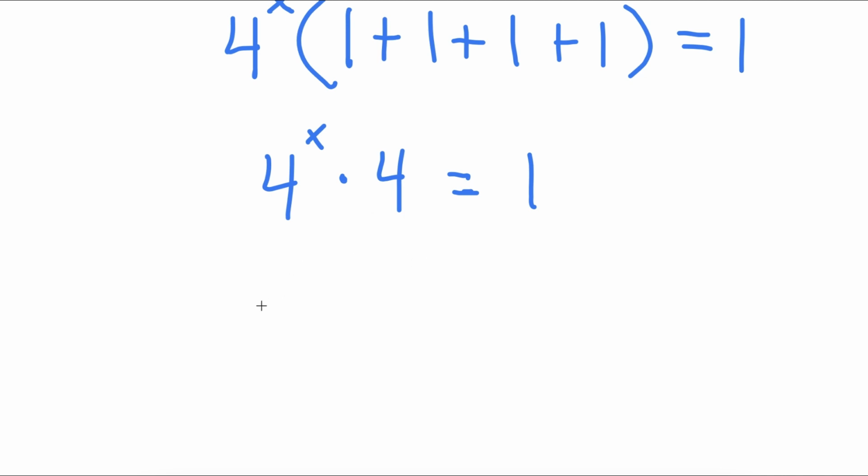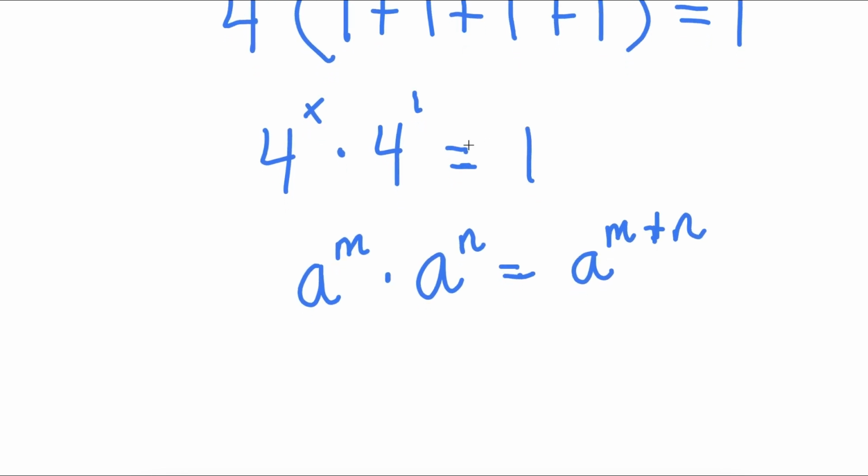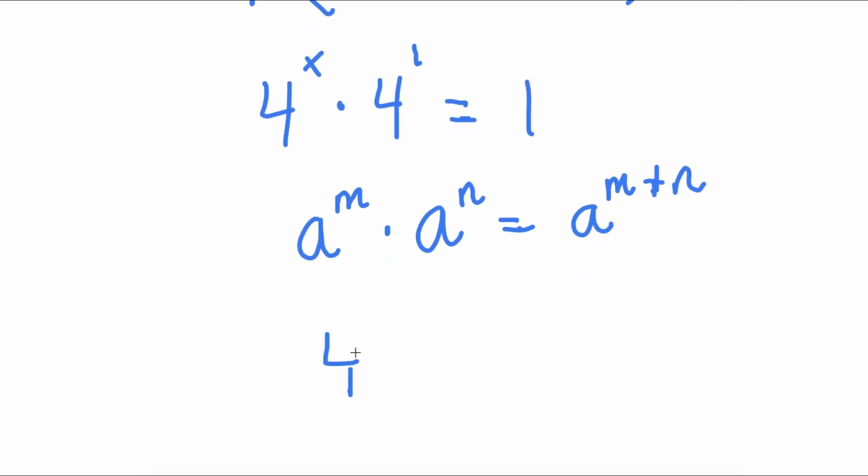So now what I'm going to do is multiply these two. So 4 here is the same thing as 4 to the power of 1. If I have something in the form a to the power of m times a to the power of n, this is equal to a to the power of m plus n. So in this case, 4 to the power of x times 4 to the power of 1 is going to equal 4 to the power of x plus 1. And this is equal to 1.